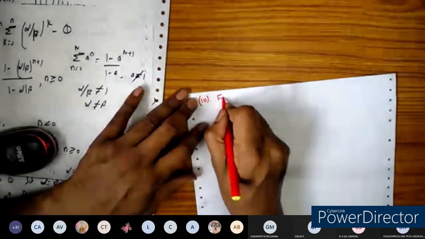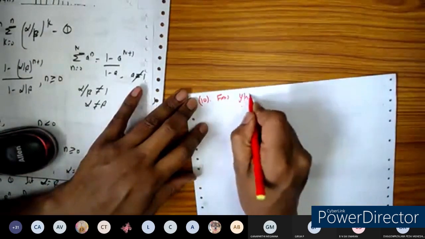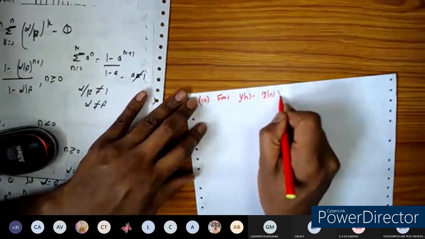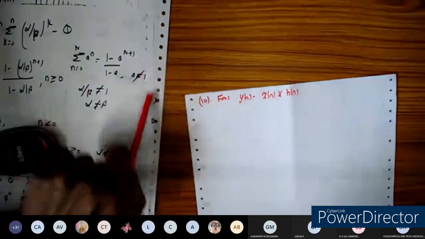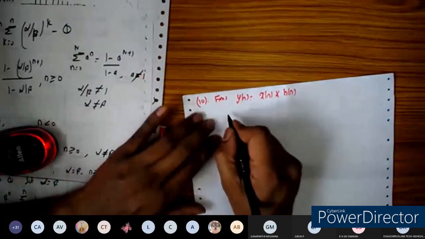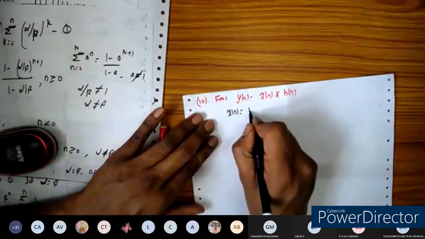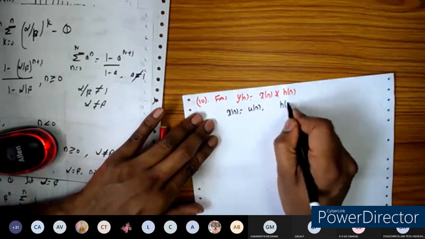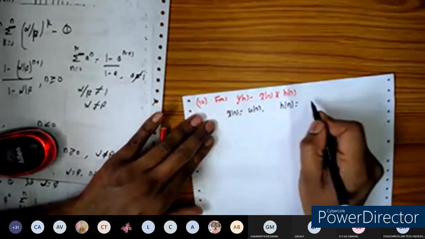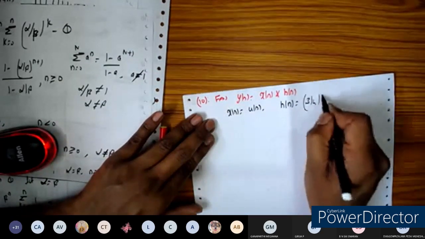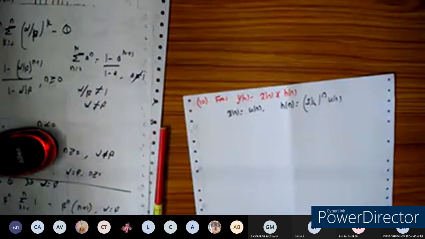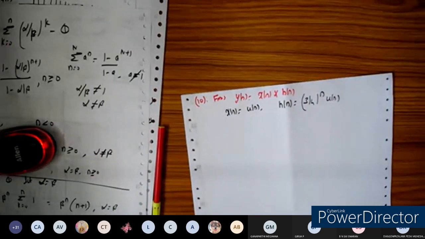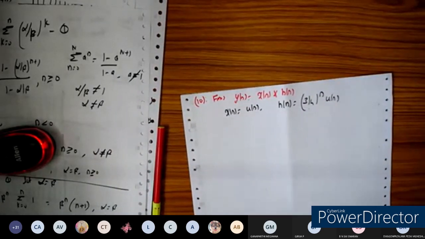Find y of n is equal to x of n convolution with h of n. Take x of n is equal to u of n, and h of n is equal to 3 by 4 to the power of n into u of n.